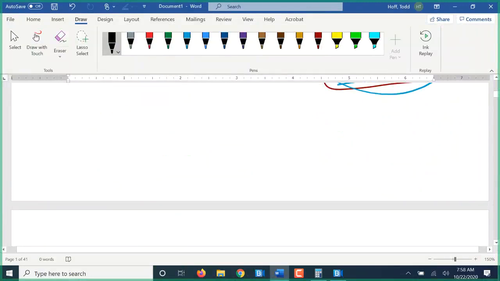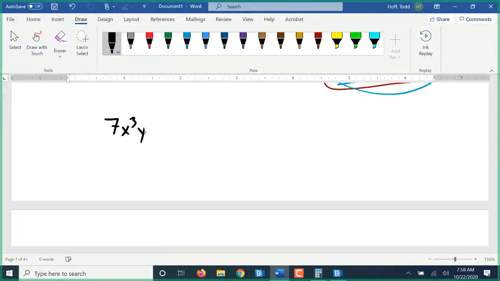Now, of course, we can throw in more variables and more powers. We can have things like 7x to the third y times 5x to the fifth y to the third minus 2xy squared.